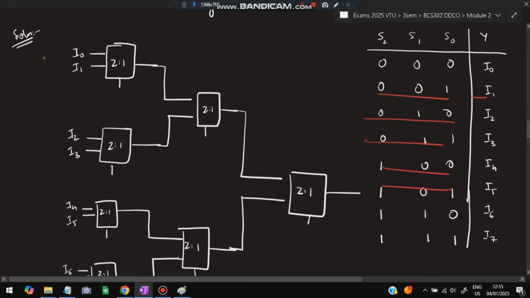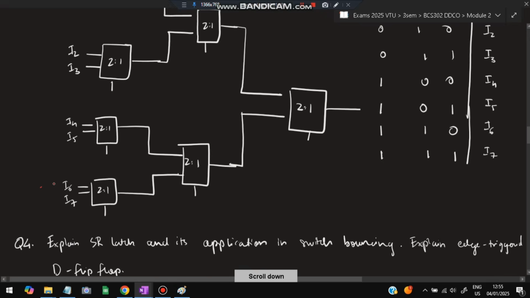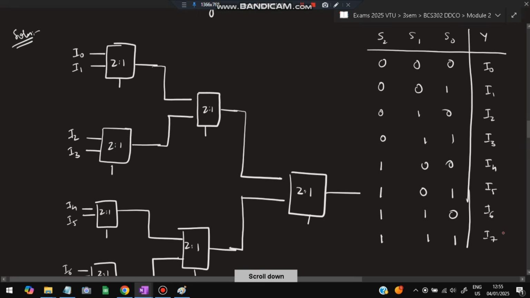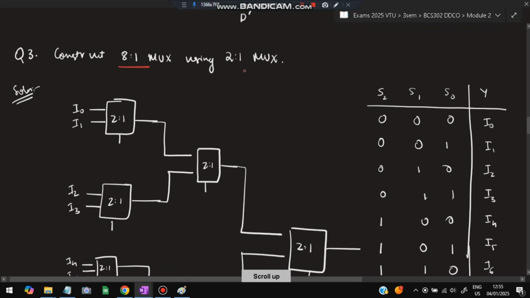If the S2, S1, S0 value is 0 0 0, this will be the input taken into consideration. 0 0 1, 0 1 0, 0 1 1, 1 0 0, 1 0 1, 1 1 0, 1 1 1. Okay, like that we'll be taking. Got my point? So after we have done it in this way, we'll be writing the outputs also, I0 till I7. Okay, this is how we construct 8:1 mux using 2:1 mux.